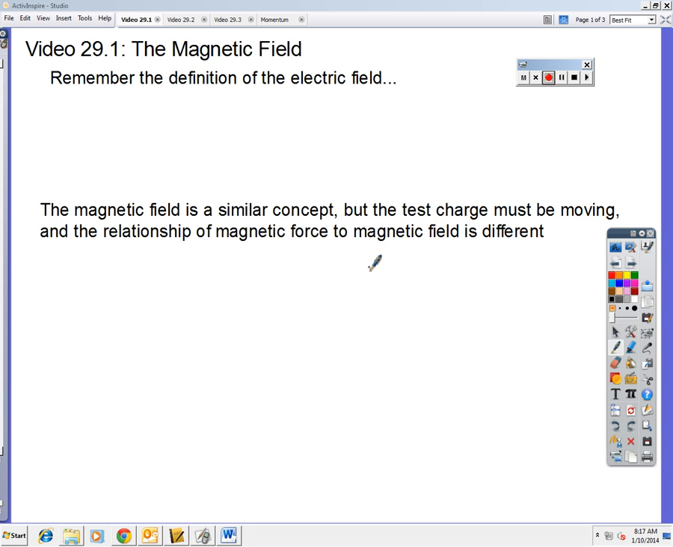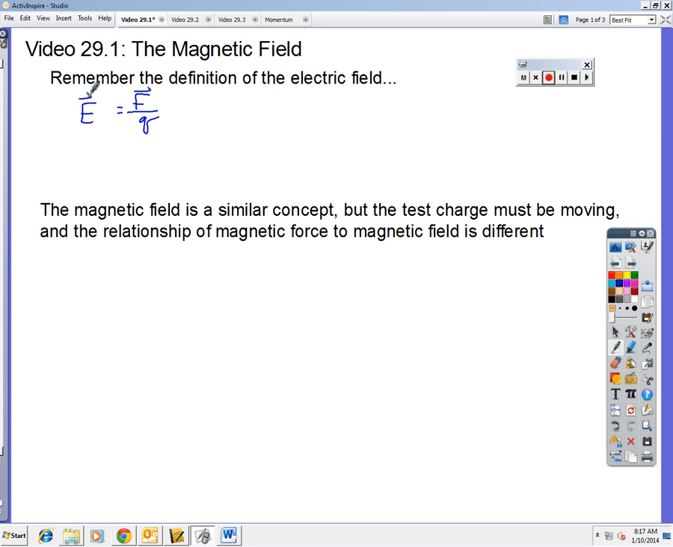But before, let's review the definition of electric field. Now you might remember electric field is defined to be the force per unit charge on a test charge. So the idea is you have a field everywhere in space. If you put a test charge Q at a particular location in that field, it will experience a force. That force divided by the charge Q is your electric field. And in the electric field, the force and the field point in the same direction.